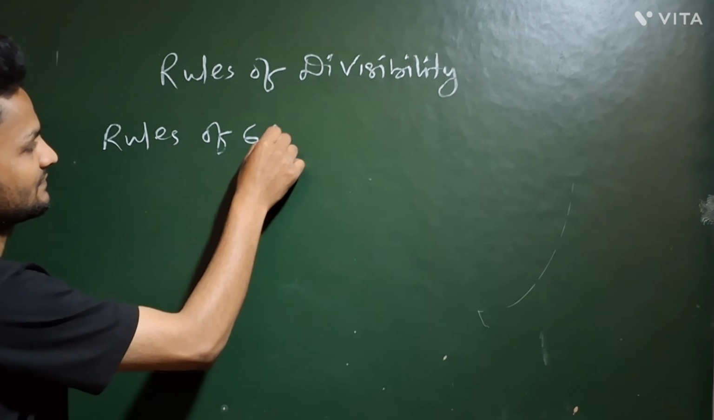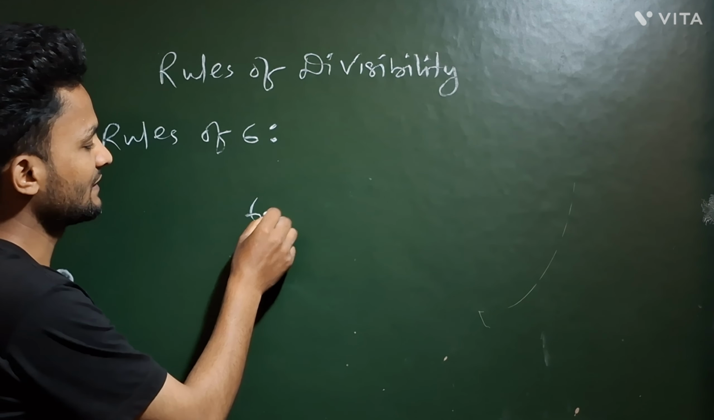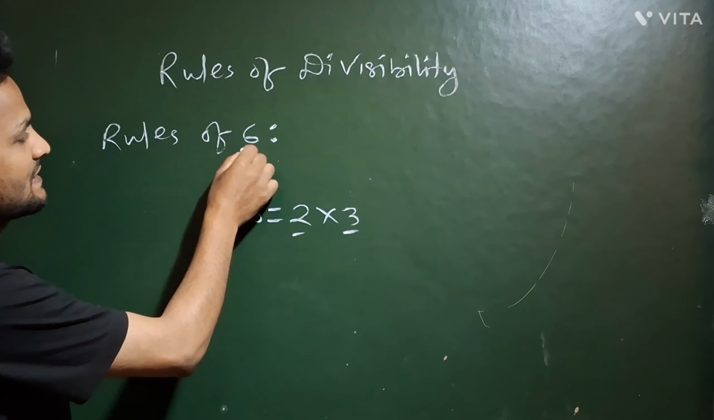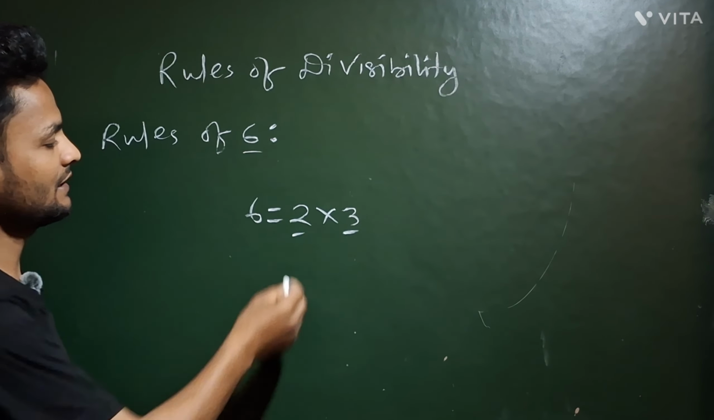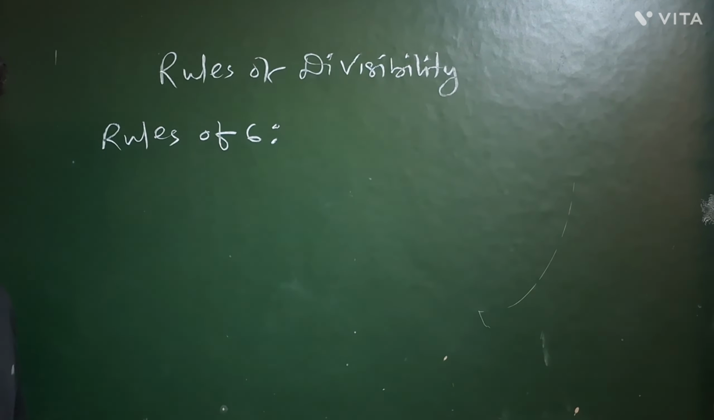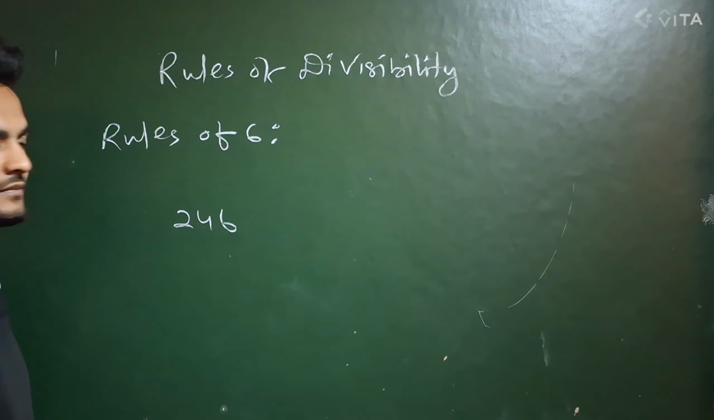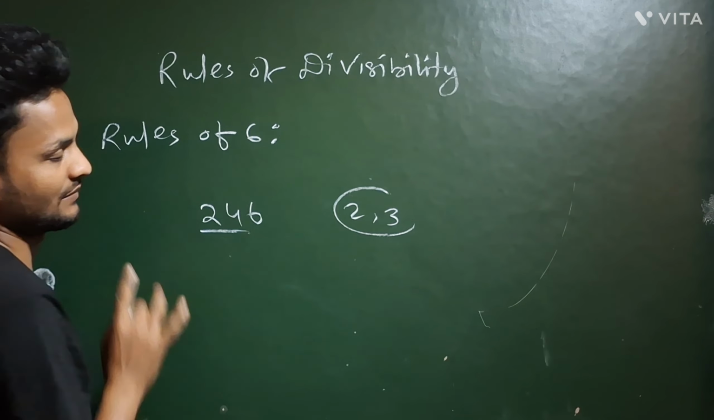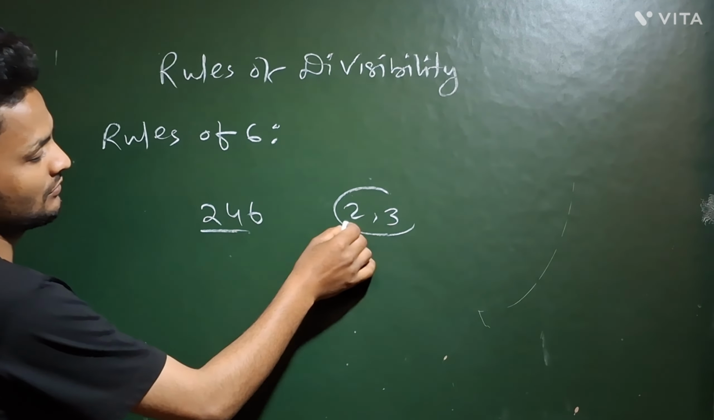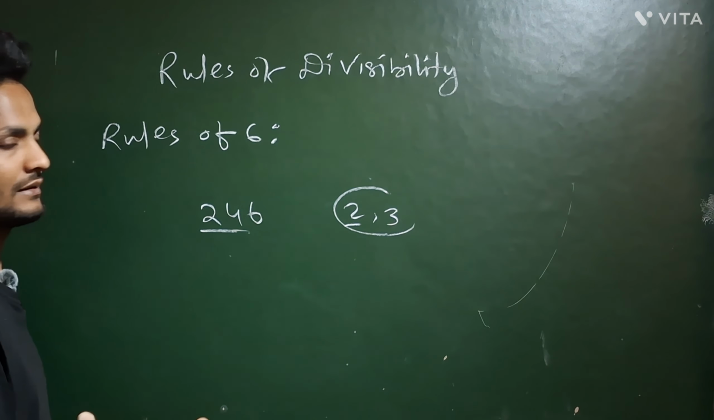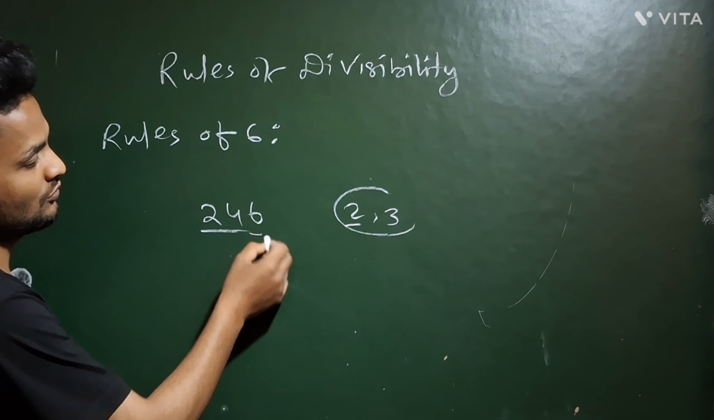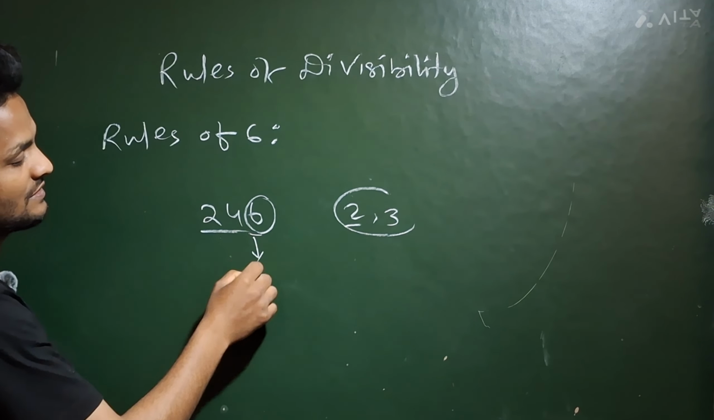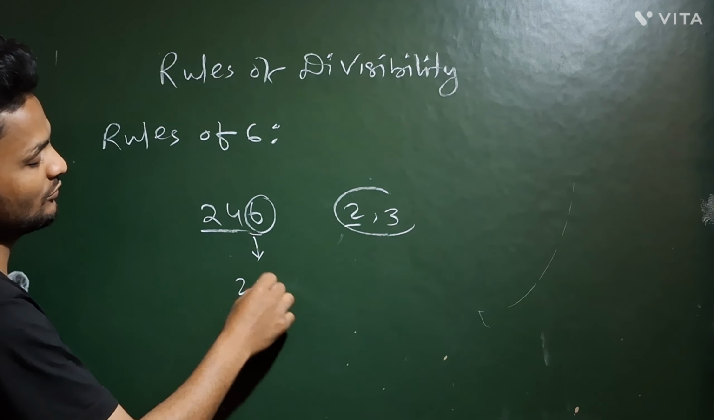Rules of 6. If we factorize the number 6, we will find 2 and 3. That is why a number is divisible by 6 if it is divisible by 2 and 3 both. For example, 246. Now, we will check the divisibility rule of 2 and 3 in this number. First of all, divisibility rule of 2. Rules of 2 says that if the last digit is divisible by 2, then the whole number is divisible by 2. In this number, the last digit is 6, which is divisible by 2. So, the number is divisible by 2.